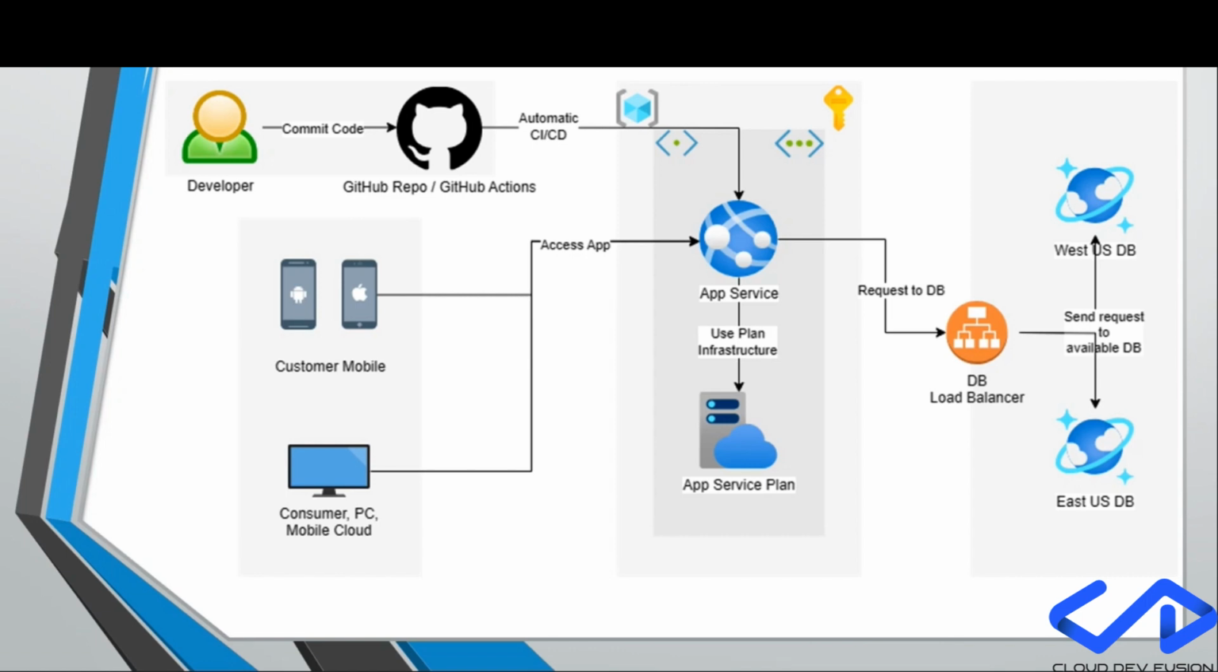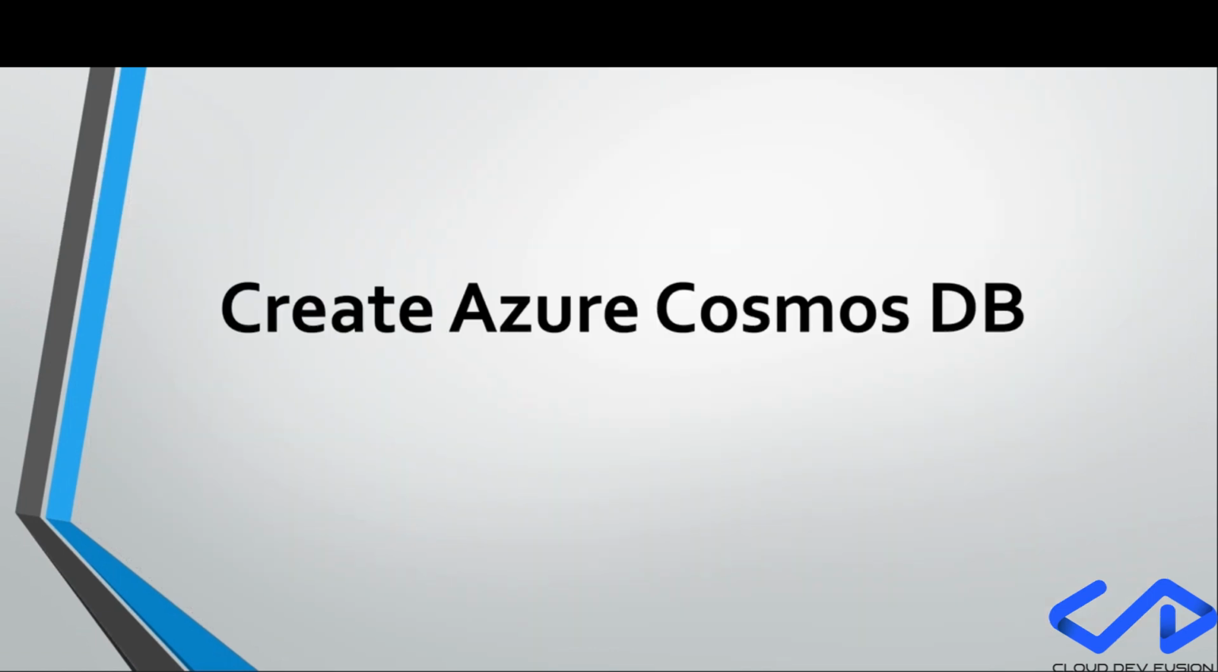And we have an automatic CI/CD. You're going to see it during the demonstration. It's going to be so easy to manage. And then our Cosmos DB database has an embedded load balancer that sends requests to the available database or to both databases. And you can see this.